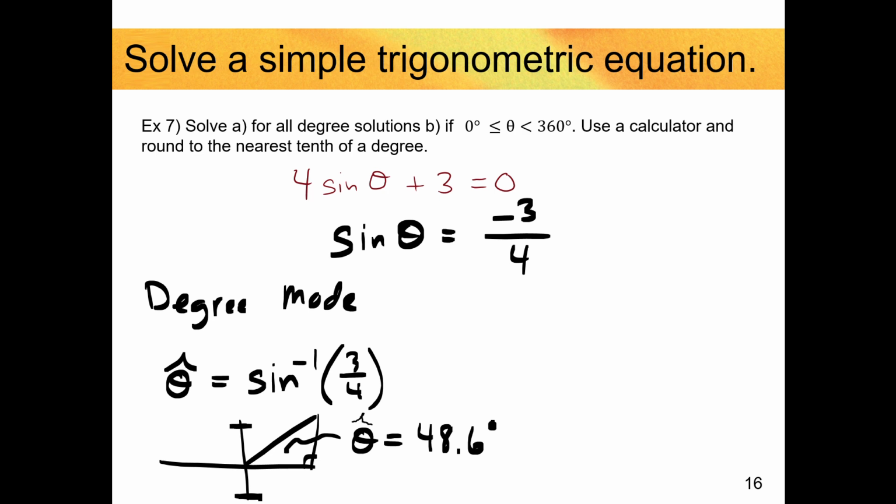Cosine's going to be the problem. If you put in a negative, it's going to give you the wrong answer. So it's good to just put in the positive and be done. Right? So the reference angle's good. Let me walk around. Raise your hand if you didn't get 48.6. So theta hat is 48.6. That's our reference angle.